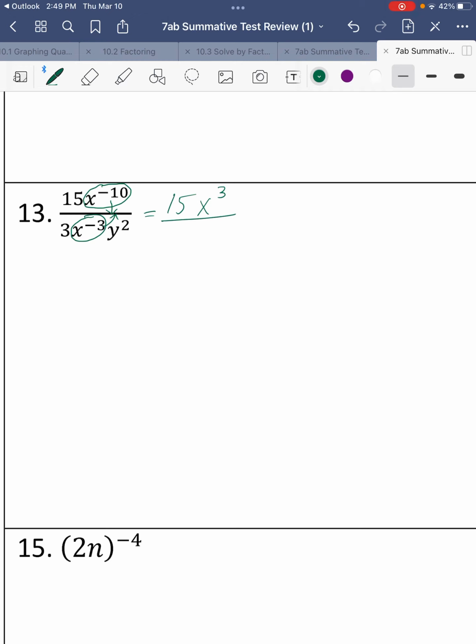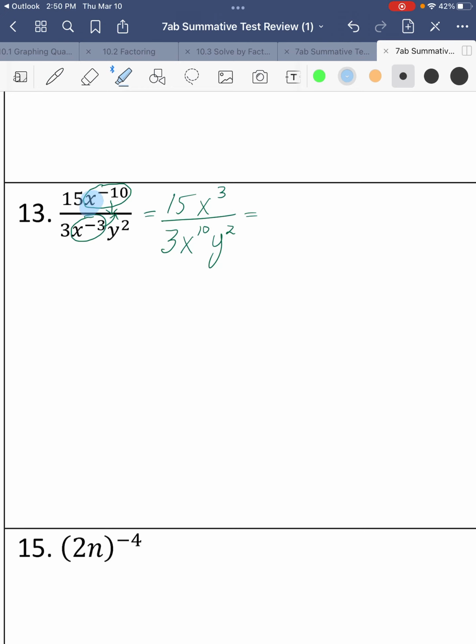X to the 3rd, x to the 10th, y squared. So in math, you can't have a negative exponent as a base. So that's why I'm moving them. You can still do it if you wanted to: take the smallest exponent and subtract the biggest, or the biggest exponent and subtract the smallest. You can do that. It's -3 minus -10, which is going to be 7, so it'll be x to the 7th in the end. So you could do it that way also, but you cannot have a negative exponent in a finalized answer.